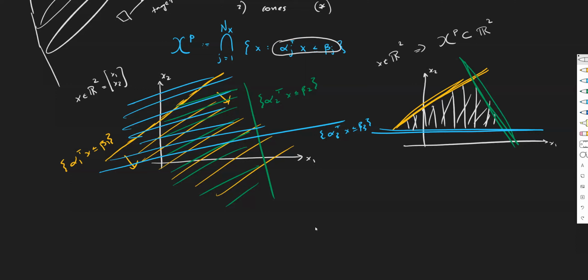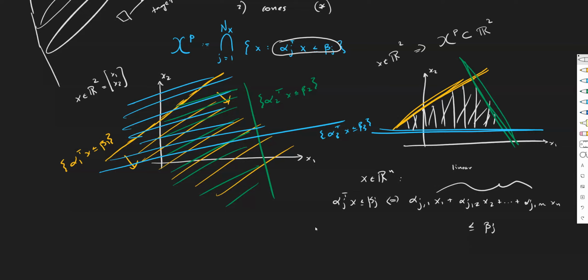The reason why I say it's linear is because, let's say x is in R^n, just in general R^n, then this expression, alpha_j transpose x less than beta_j, is going to look something like this. It's going to be alpha_j1 x1 plus alpha_j2 x2 plus ... alpha_jn xn is less than beta_j. And this is just a linear combination, right? This is just a linear combination.